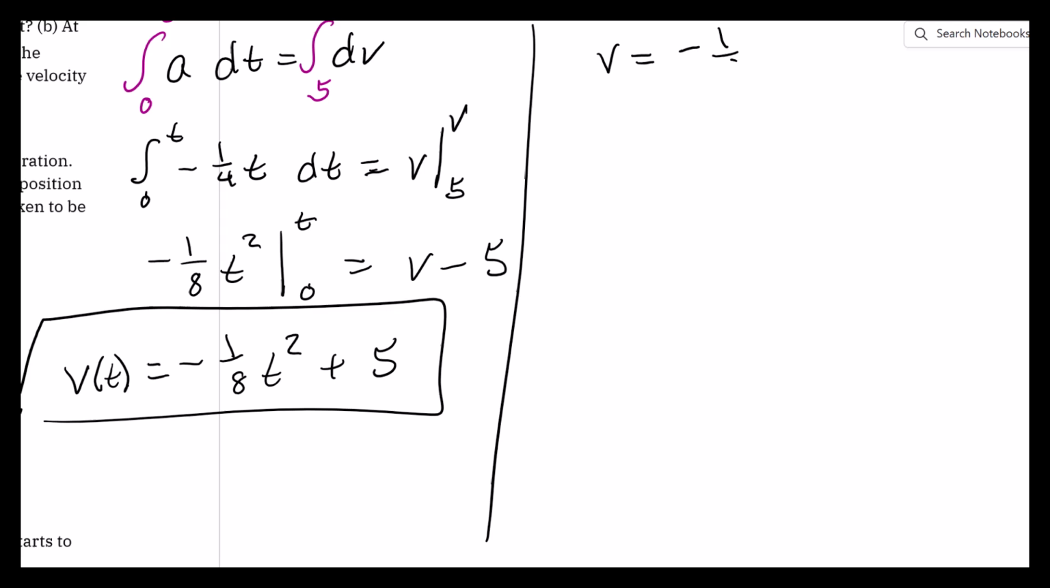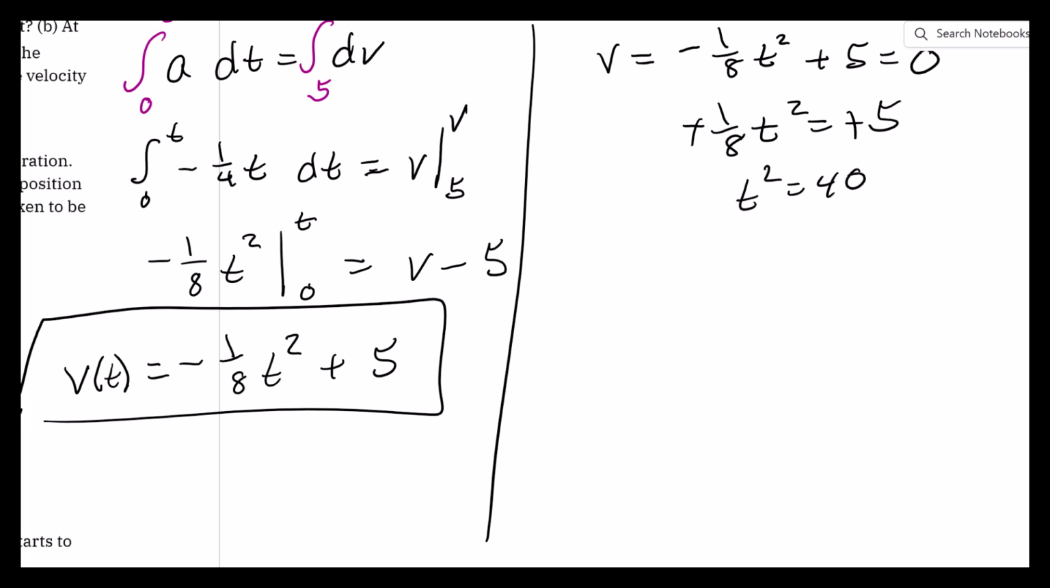Well, when does this equal 0? I don't know. When does this equal 0? T squared equals 40, so t equals plus or minus the square root of 40. Well, obviously we're not talking about negative time.